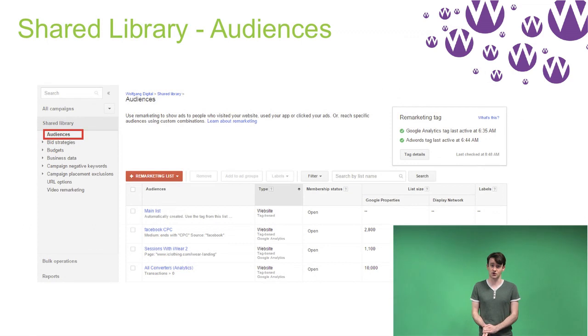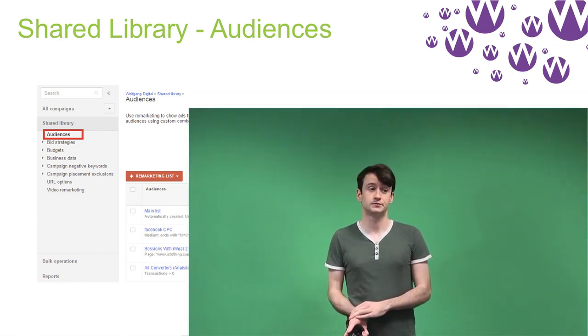Then once you've got those audiences built out, you go back to your Google Analytics account, click onto your shared library and into your audiences, and there you should just see a list of all your audiences. So in this example you can see our Facebook CPC audience, the one that I just showed you how to create, and there's a couple more there which we've created for iClothing as well.